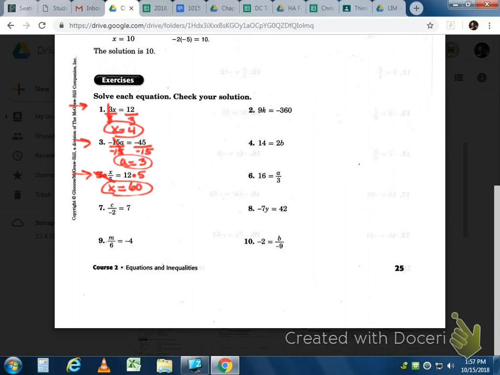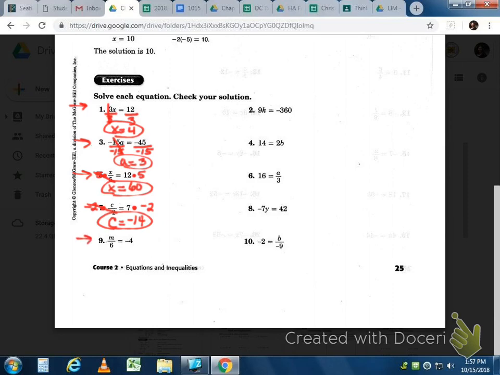Number 7, c divided by -2. So since there's a division, I do the opposite. I'm going to multiply, and you always multiply by whatever that number is exactly. So since it's -2, I'm going to multiply by -2, because the -2 then cancels with the -2 over on the left, leaving c, and 7 times -2 is -14.